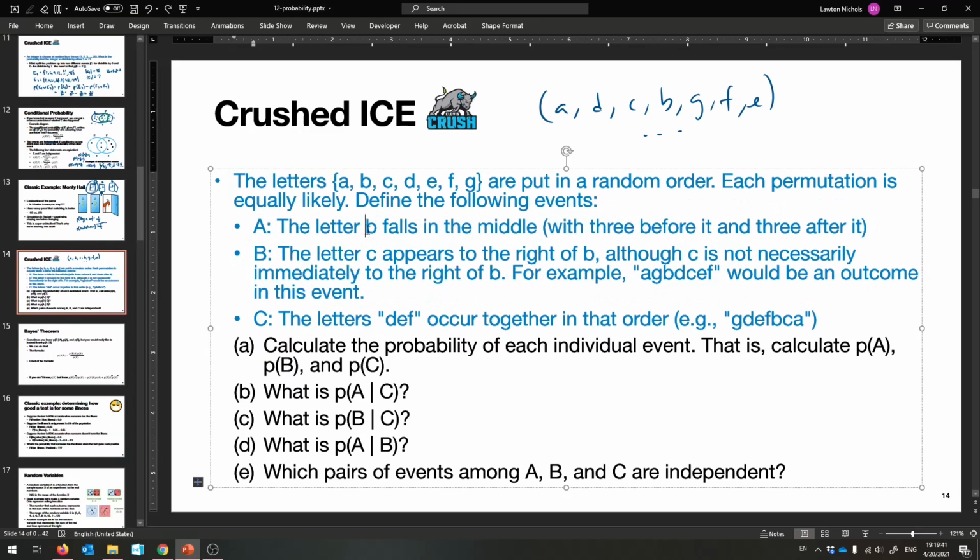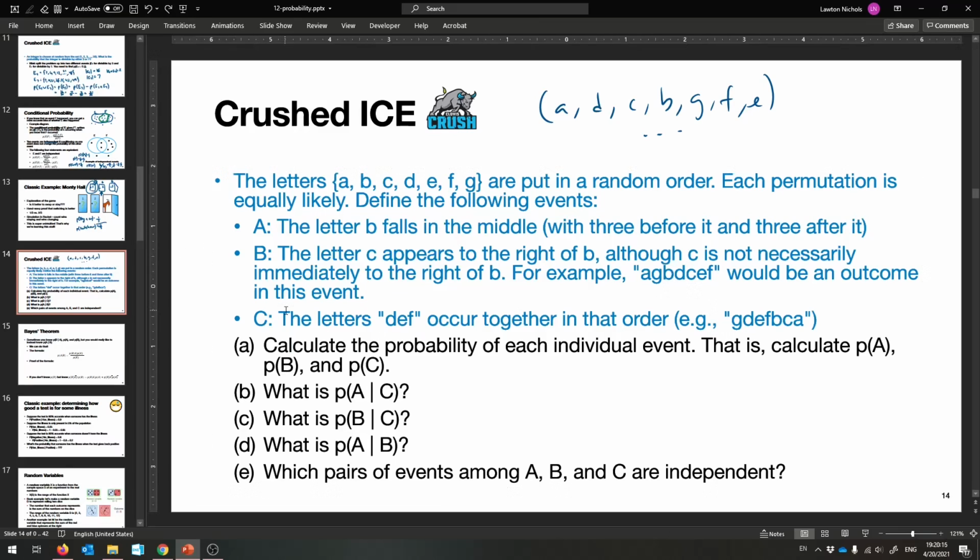So here are some events that could happen when you permute these letters randomly. Maybe the letter B falls in the middle with 3 before and 3 after, and that was pure luck. And okay, that's event A. Then event B is the letter C appears to the right of B, but it doesn't have to be immediately to the right. It doesn't matter where it is, it could be right next to it, it could be farther away, as long as B comes before C.